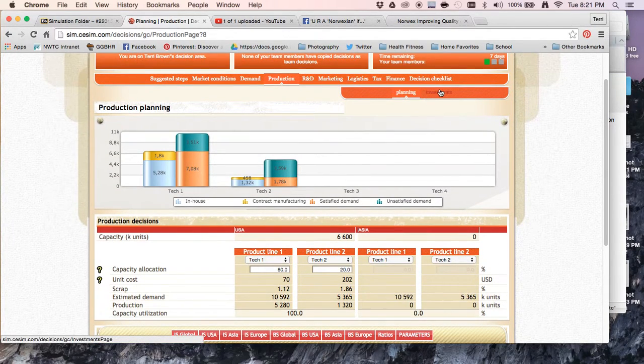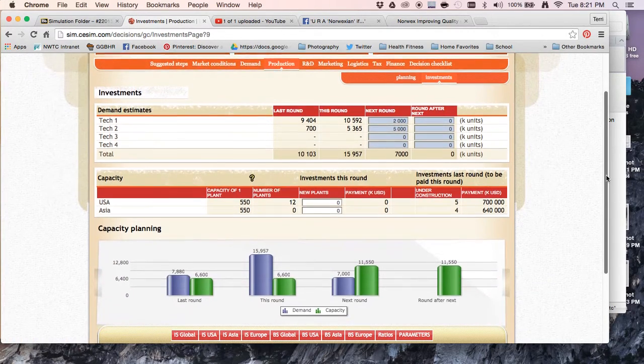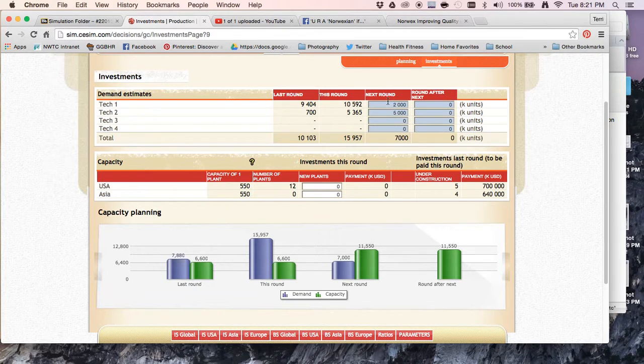The next place that you will go is in your investments. And in the investments category, there's a couple of things that we need to look at here. First, we need to estimate our next round and the round after in the products that we might be selling. So I'm going to say that next round I'm going to have technology 3, and I'm going to sell 3,000 units. And it's actually 3 million because it's thousands of units. And I'm going to do that for this next round. This is just a forecasting.